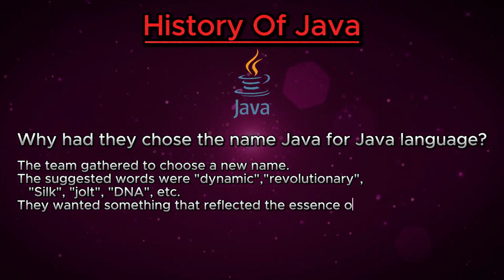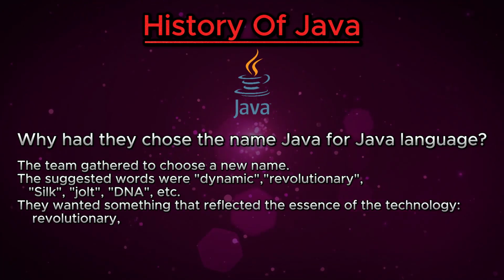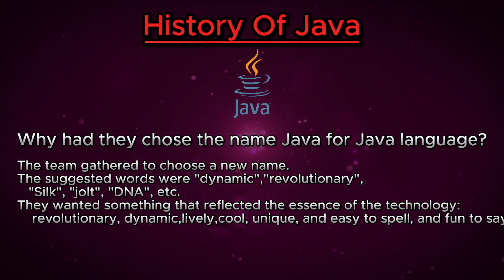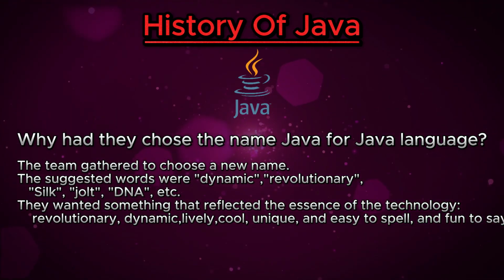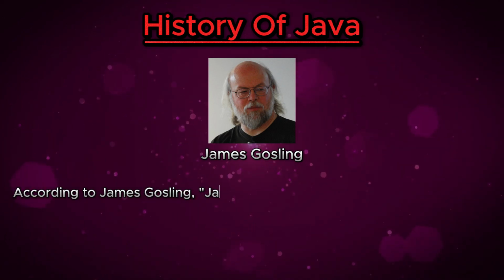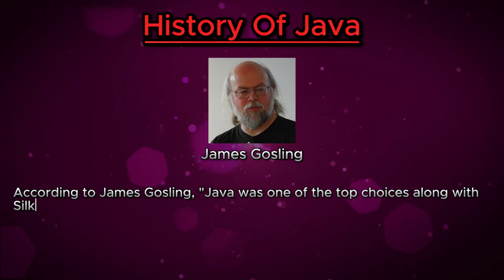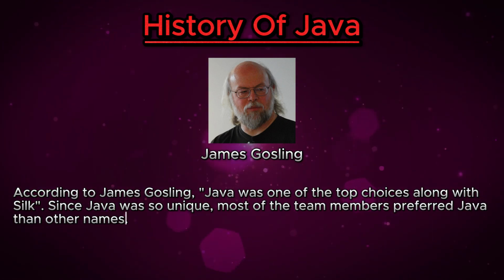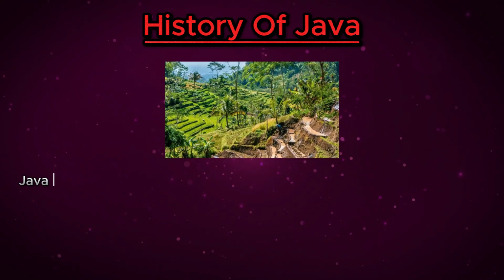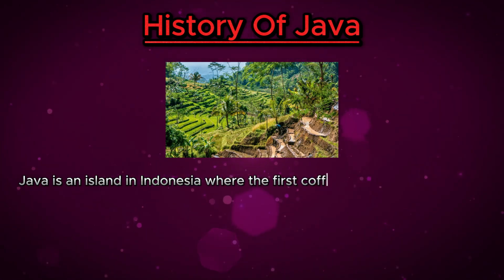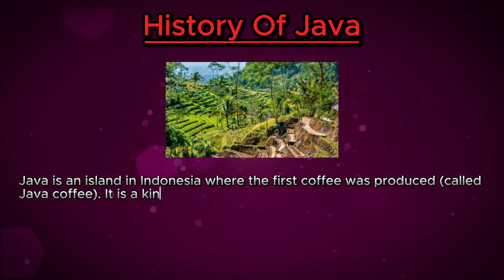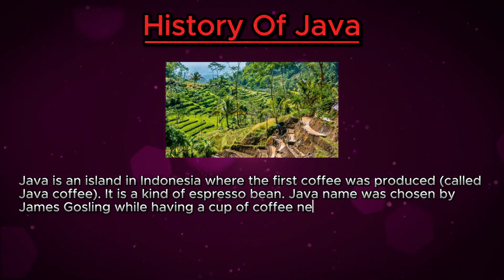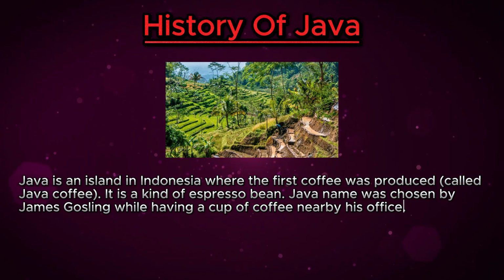They wanted something that reflected the essence of the technology: revolutionary, dynamic, lively, cool, unique, easy to spell, and fun to say. According to James Gosling, Java was one of the top choices along with Silk. Since Java was so unique, most of the team members preferred Java over other names. Java is an island in Indonesia where the first coffee was produced, called Java coffee. It is a kind of espresso bean. The Java name was chosen by James Gosling while having a cup of coffee nearby his office.